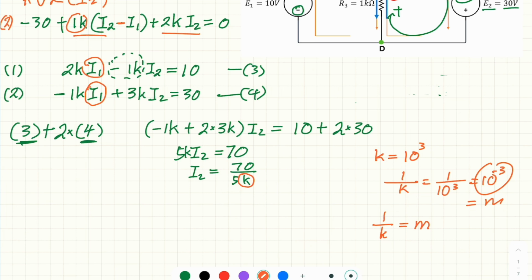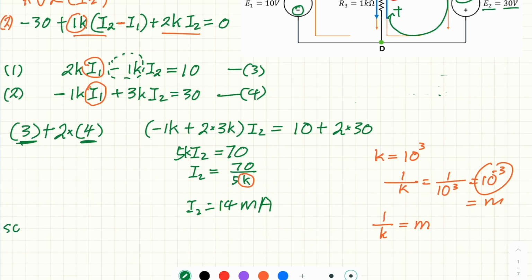And then you just deal with the number 70 divided by 5. And you will get I2 equal to 14 milli. This is why I got milli here. And remember, you have to put the unit ampere. The next part is to find I1, of course.